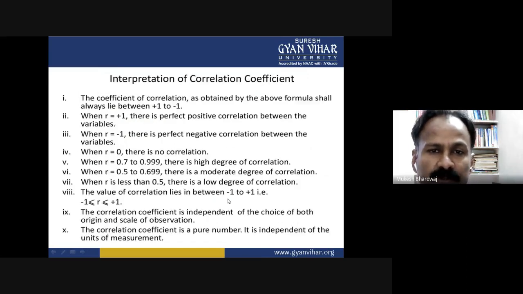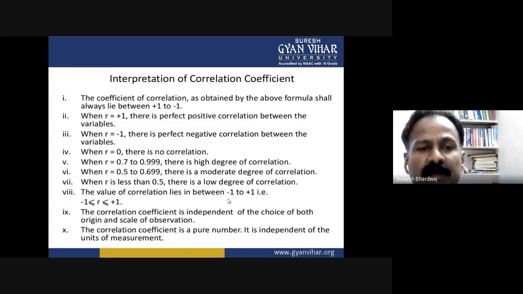Interpretation of correlation coefficient. The coefficient of correlation obtained by the above formula shall always lie between -1 and +1. If r equals +1, there is a perfect positive correlation between the variables. If r equals -1, there is a perfect negative correlation. When r equals 0, there is no correlation. When r is 0.7 to 0.999, there is a high degree of correlation. When r is 0.5 to 0.699, there is a moderate degree of correlation. When r is less than 0.5, there is a low degree of correlation.